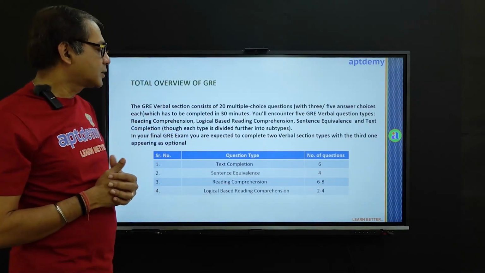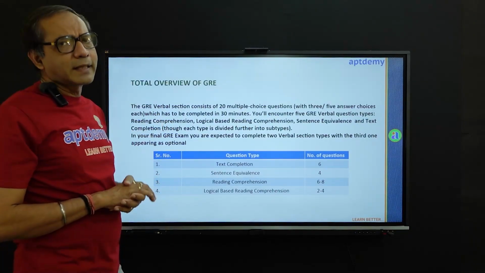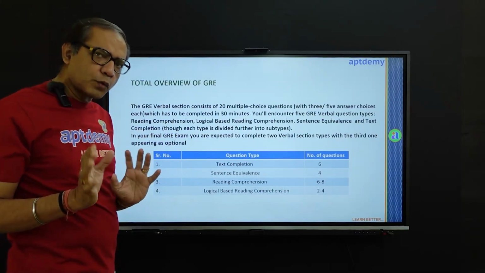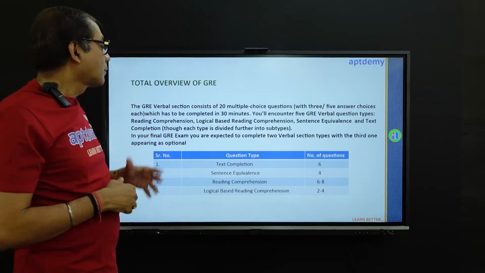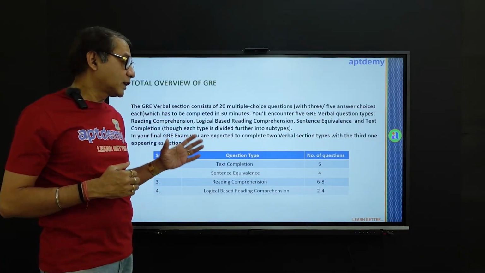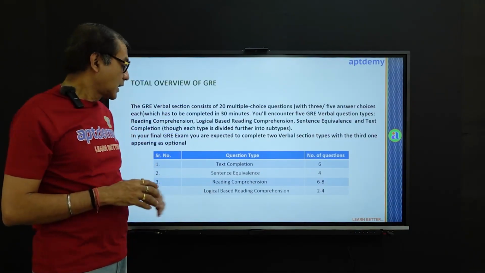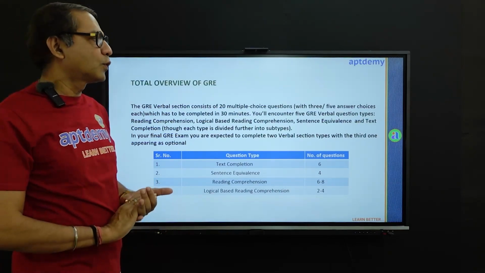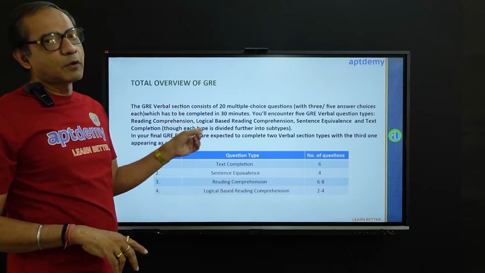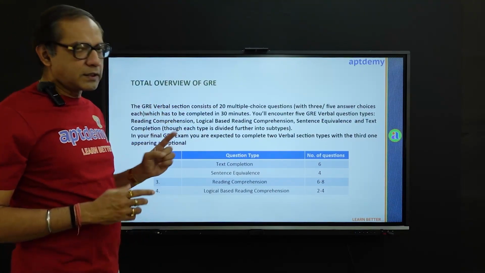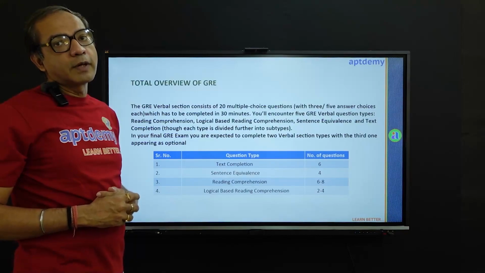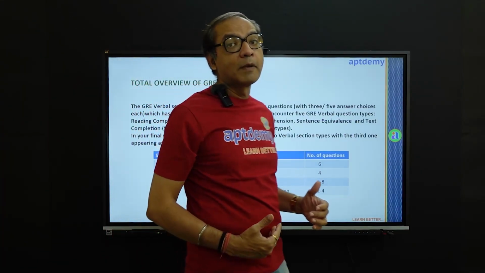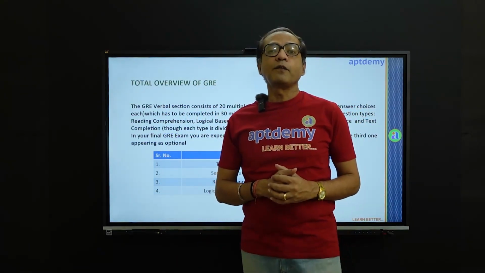So from the text completion type, we can expect at least 6 questions. From the sentence equivalence type, we can expect 4 to 6 questions maximum. From the reading comprehension section, we can expect 6 to 8 questions. And from the logical based reading comprehension type, we can expect 2 to 4 questions. Basically, the total number of questions that you're going to get would be 20, and you would have to answer them in 30 minutes. So how you pace yourself in the exam is the critical part of taking the exam.